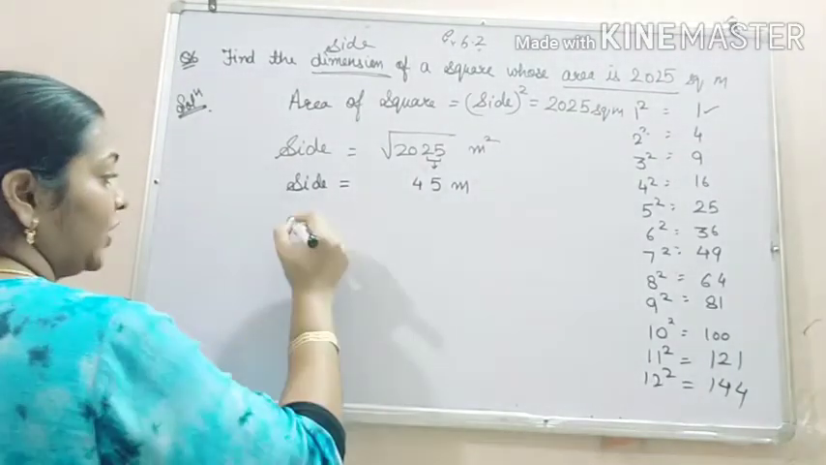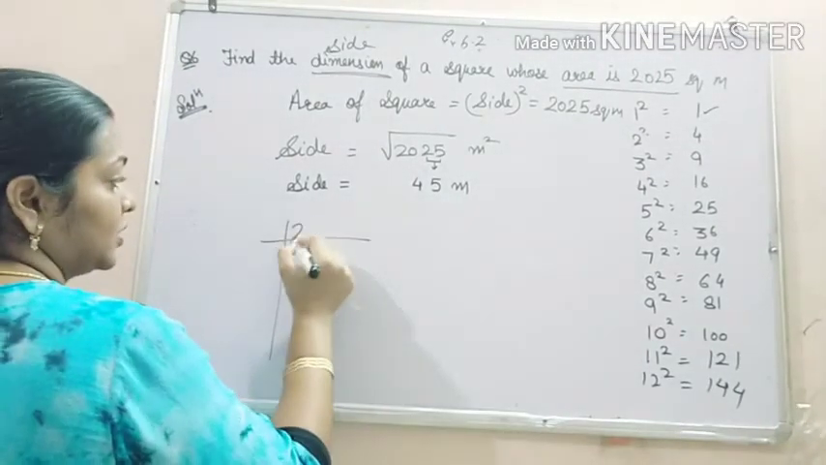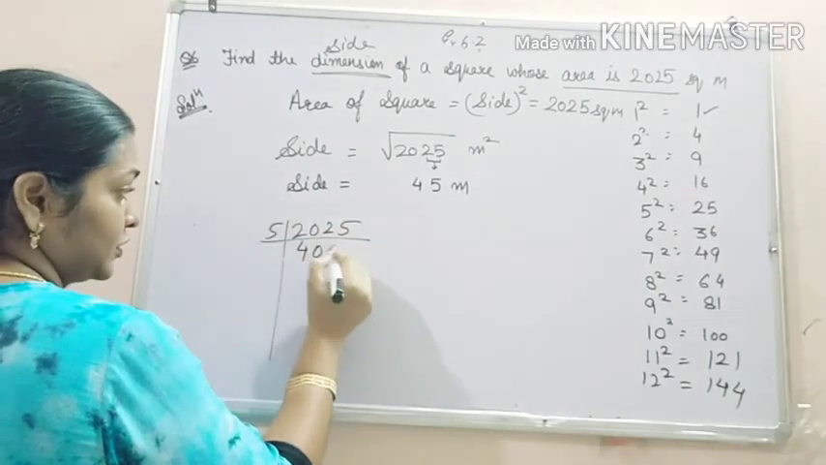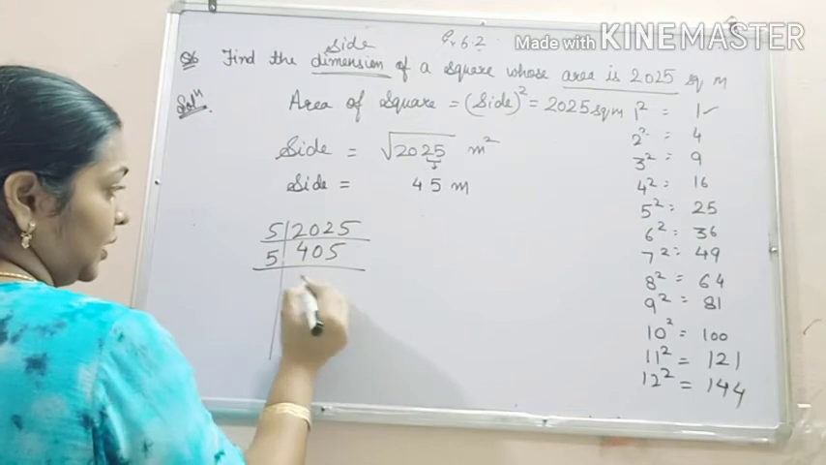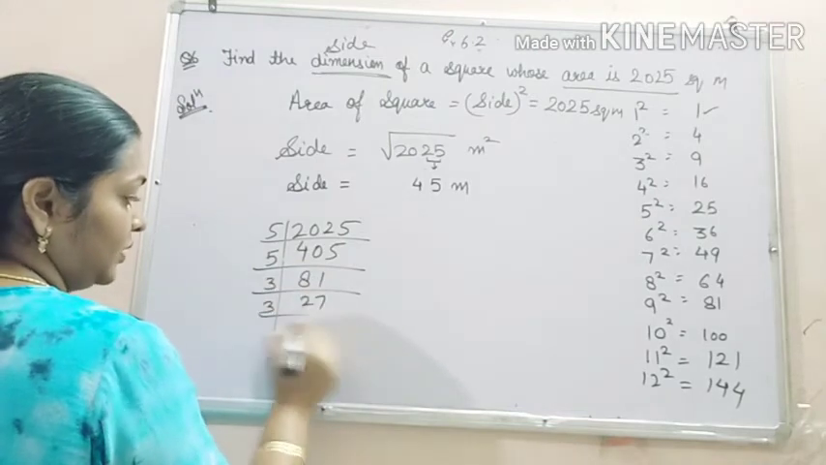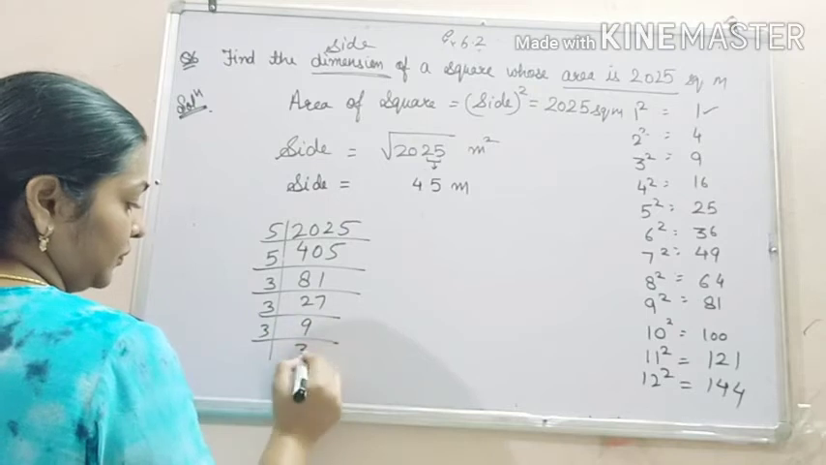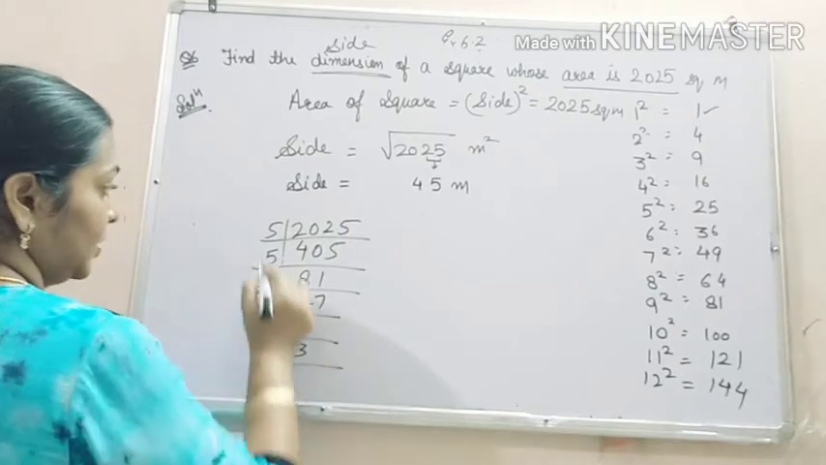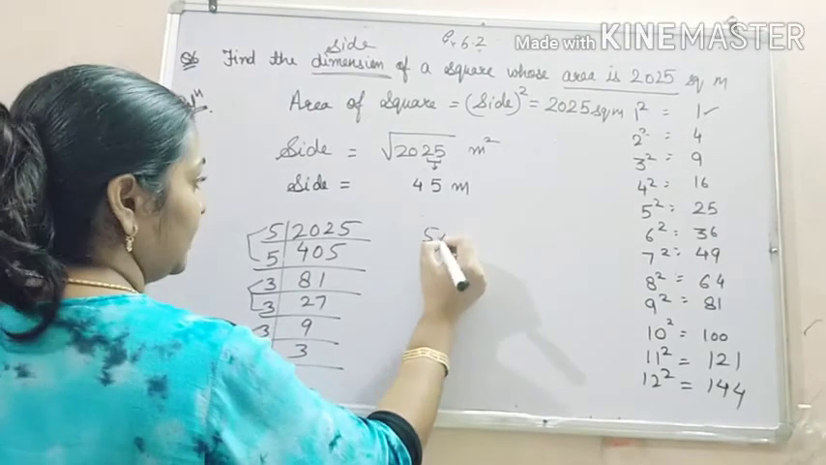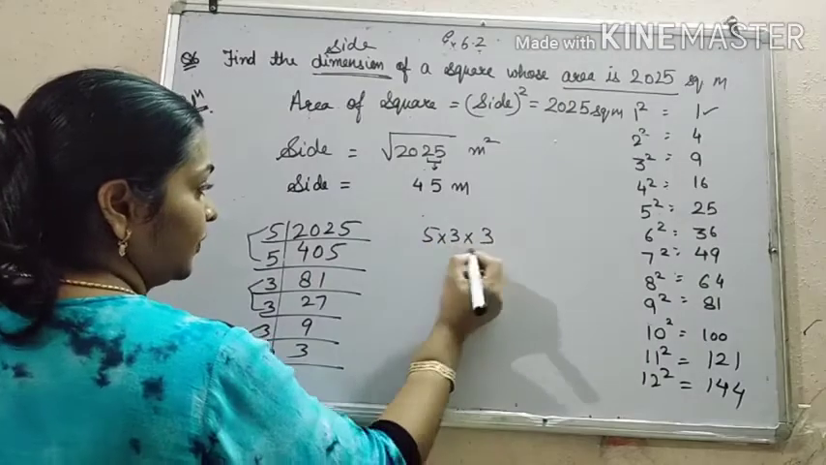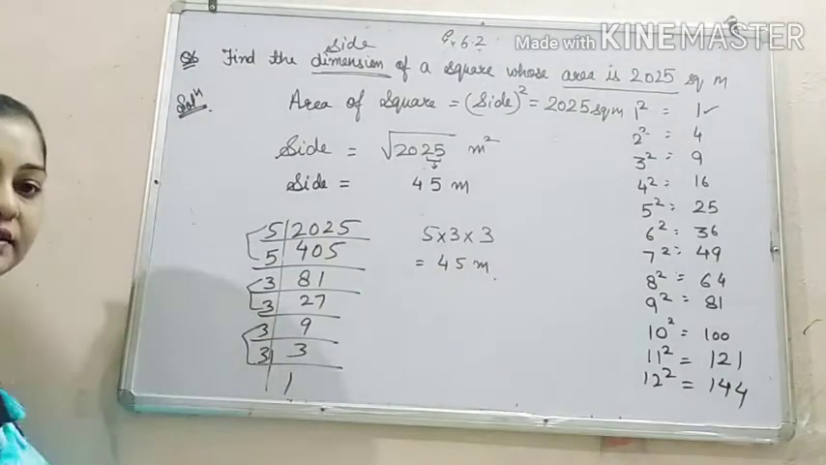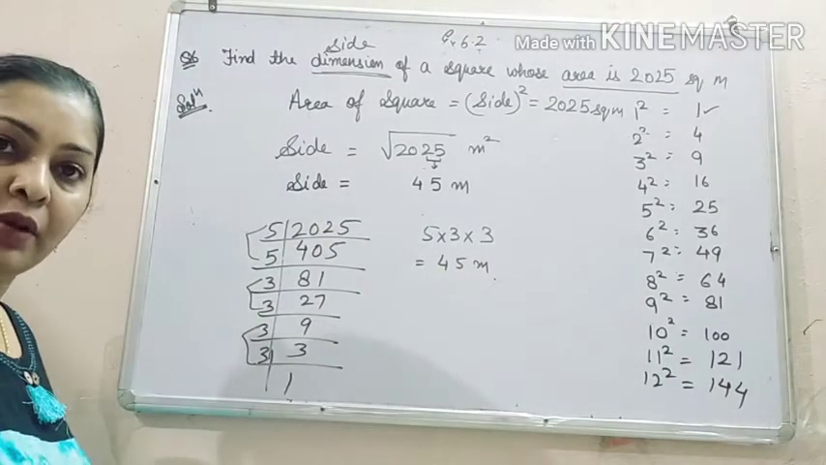What about prime factorization? Check it out. 405, 81, 27, 9. So we get the pairs as 5 into 3 into 3. 5 nines are 45 meter. So in both the cases we get the same answer.